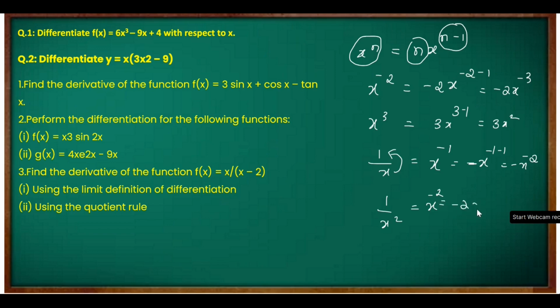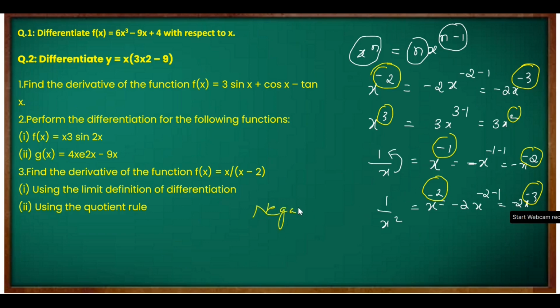So this will be minus 2x^(-2-1), which is minus 2x to the power minus 3. Correct. Look at the pattern. Here it is minus 2 and here I got minus 3. Here it is 3, I got 2. Here it is minus 1 and I got minus 2. And here it is minus 2, I got minus 3. Look at those numbers. Focus on negative powers.